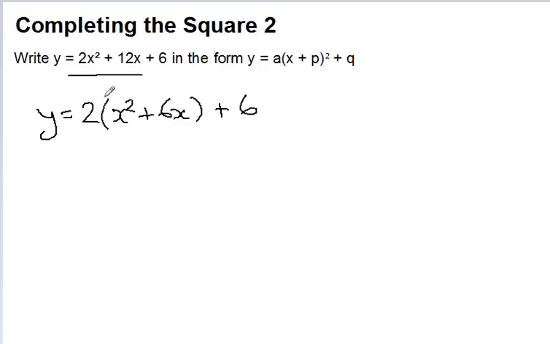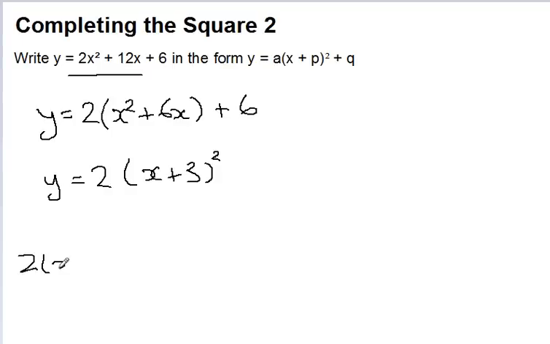Now that I've factorized just this part, I can then look at this part of the factorization just inside the brackets, and I can do a similar thing to what we did in the first video. I can half this number here. I can half the coefficient of x. So I can write this as 2 times x plus 3 squared. Okay, and now I already have my a and my p. They're already correct. Now I just need this q part here. I need to figure out what this is going to be. So I need to analyze what this will give me when I expand all this out.